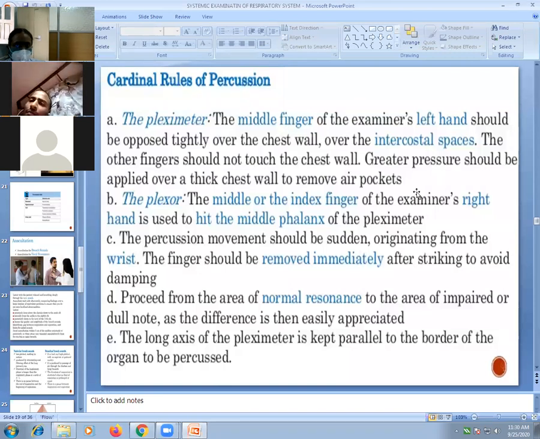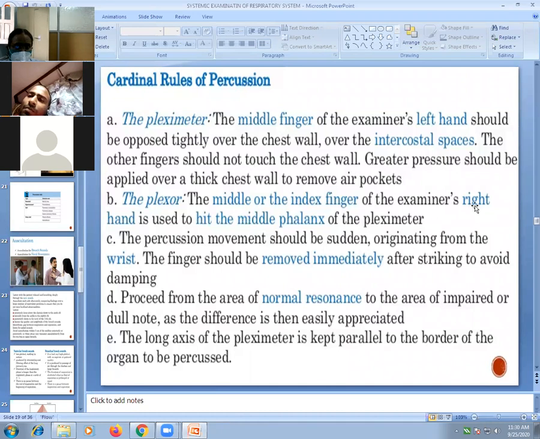So the pleximeter means the middle finger of examiner's left hand that should be opposed tightly over the chest wall, over the intercostal space, not over the bone or rib. The other fingers should not touch the chest wall, meaning other fingers should be off the chest wall. Greater pressure should be applied over the thick chest wall. If chest wall is thick, you have to apply more pressure, or your finger should be opposed firmly to remove the air pockets.